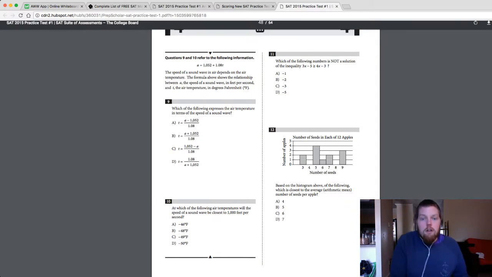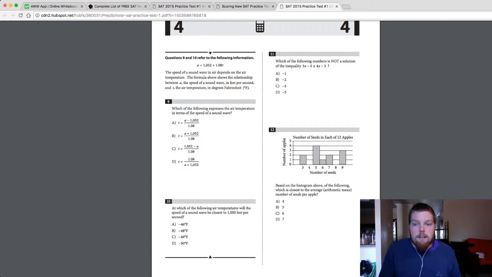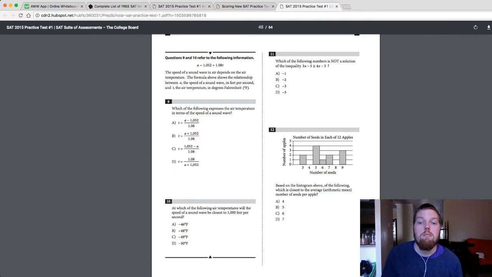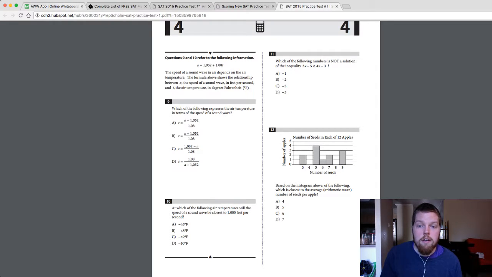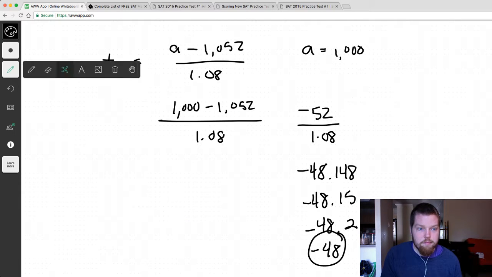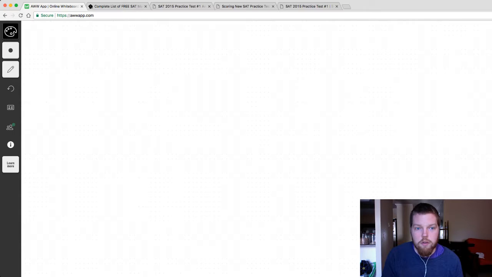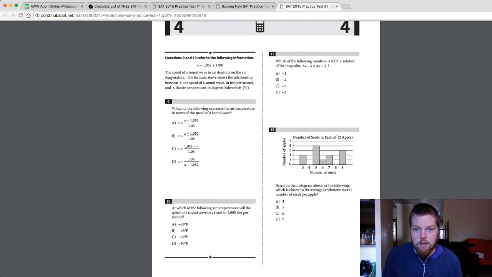All right, number 11. Which of the following numbers is not a solution of the inequality 3x minus 5 is greater than 4x minus 3? So again, we have 4 choices here, and we could do guess and check, but there's going to be a faster way for us to do it here. 3x minus 5 is greater than or equal to 4x minus 3.